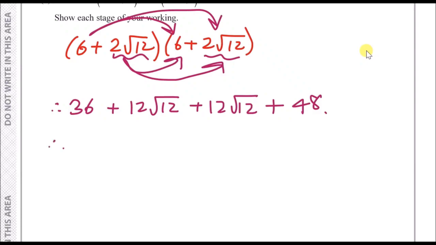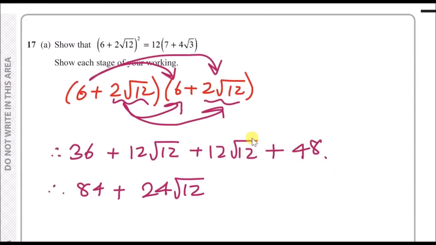Now, next step. Breaking this down further, we're going to collect like terms. So we're going to do 36 plus 48, which gives us 84. 12 root 12 plus 12 root 12 is 24 lots of root 12. To collect like terms in terms of surds, always think of these surds as x's. So it's like saying 12x plus 12x will give us 24x.